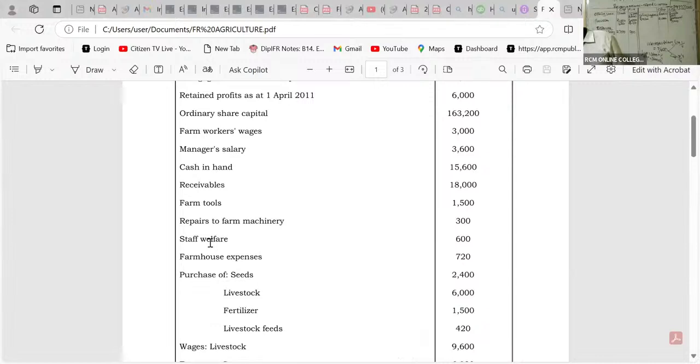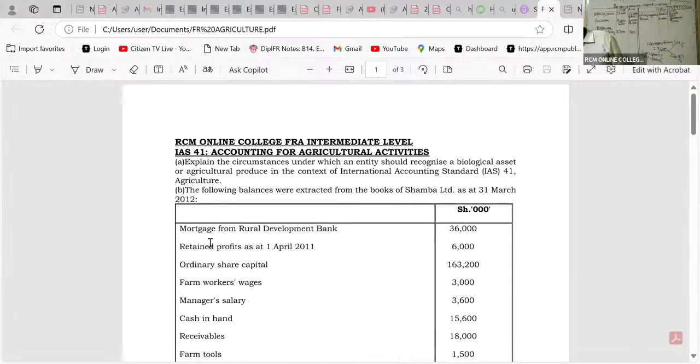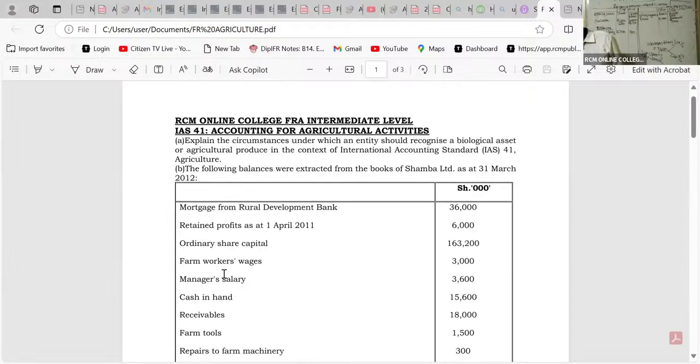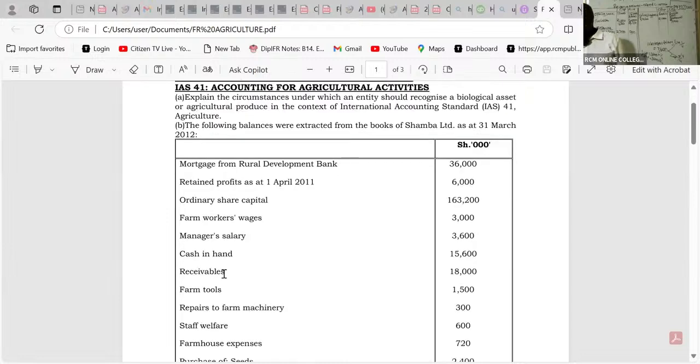So for other expenses, just be very keen. We have farm workers' wages, leave that out, manager's salary out. Cash in hand is not an expense. Receivables will go to the statement of financial position. Farm tools are our assets in the farm. Then we have repairs to farm machinery. Which biological asset does it belong to? It's a general expenditure. This will go to our income statement.